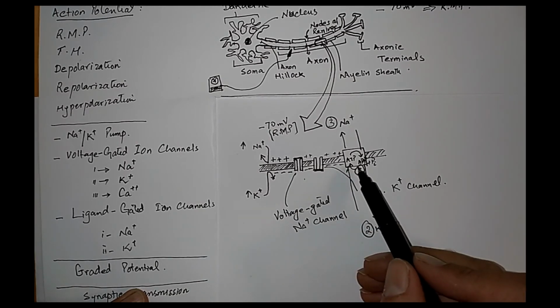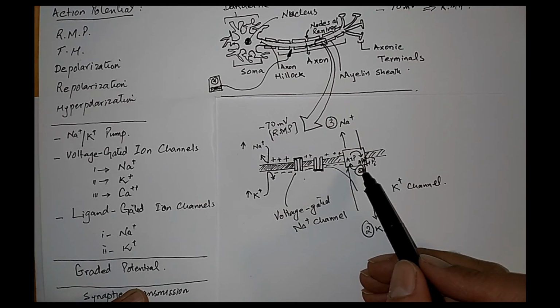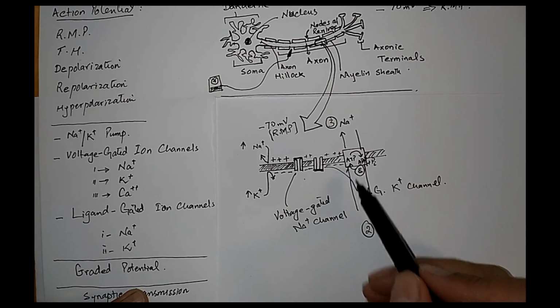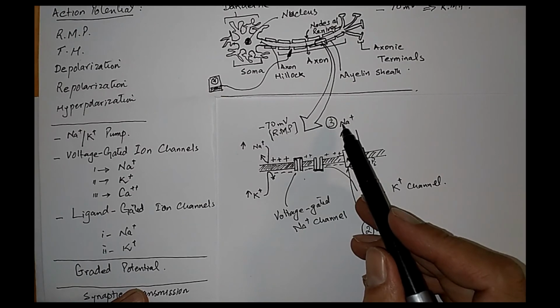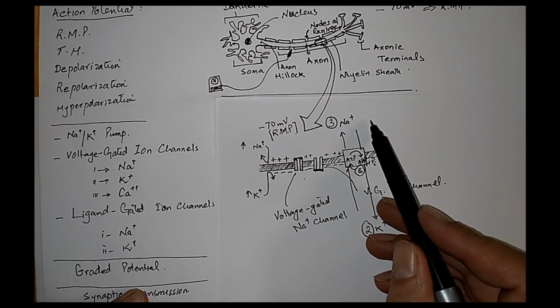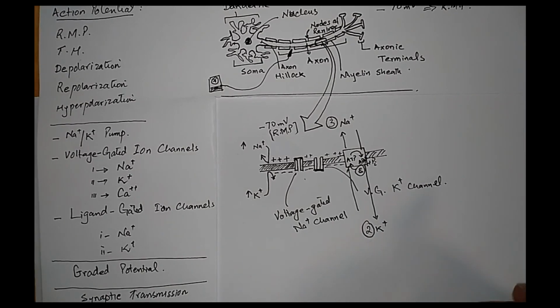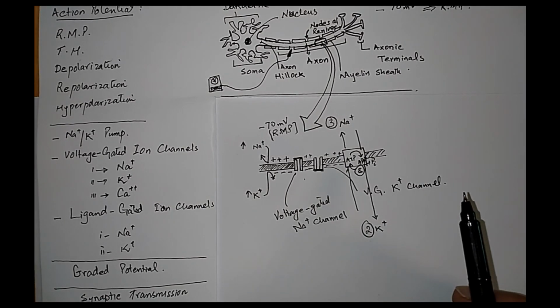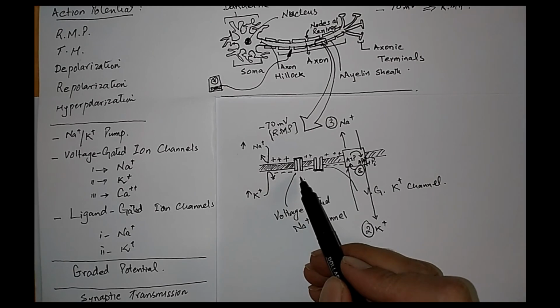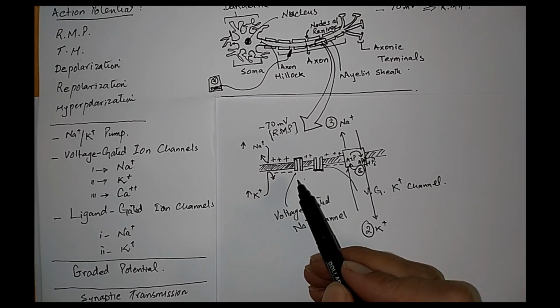And then thirdly is the sodium potassium pump, which is continuously pumping 3 sodium ions from within the cell to the outside and 2 potassium ions from the outside to within the cell. Now I wish to mention here that these channels are known as voltage gated ion channels because they are controlled by the change in the voltage.